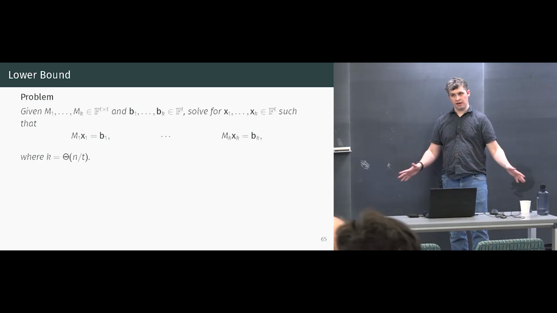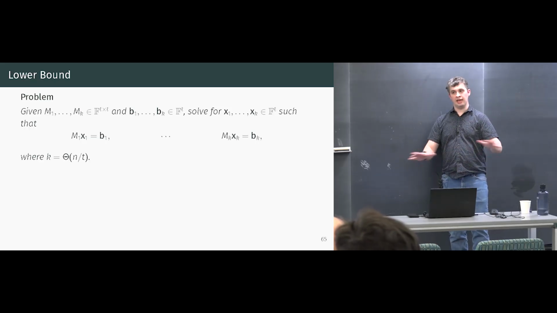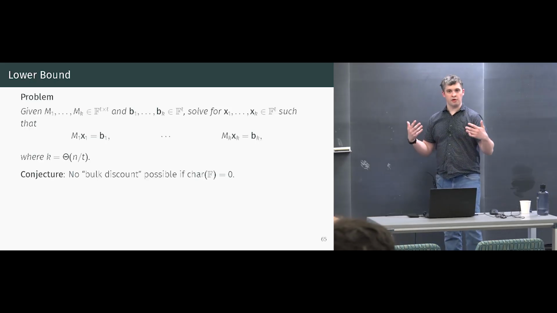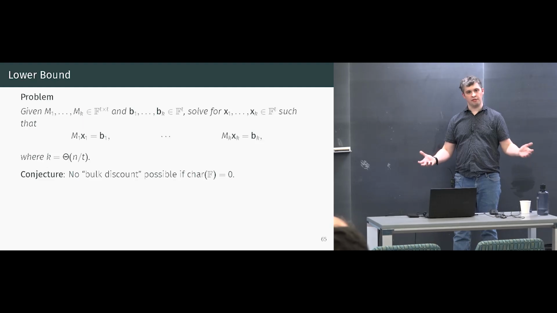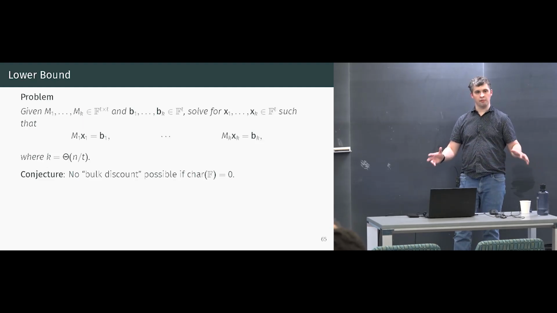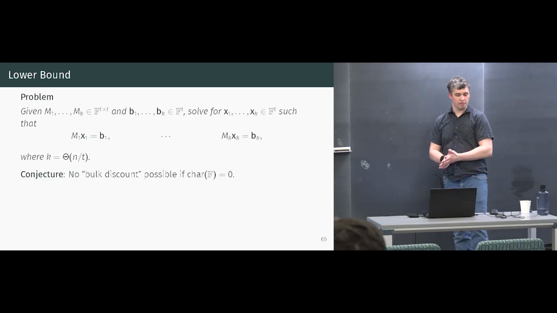And nothing is shared here. The matrices are different, the variables are different, the target vector b is different. So they're really independent. And the conjecture we want to make is that there's no bulk discount. You can't solve these any faster than you could one at a time, right? Just having them next to each other when they're completely independent isn't helping you solve them any faster, which I don't know if that's a reasonable conjecture, but that's what we're saying.